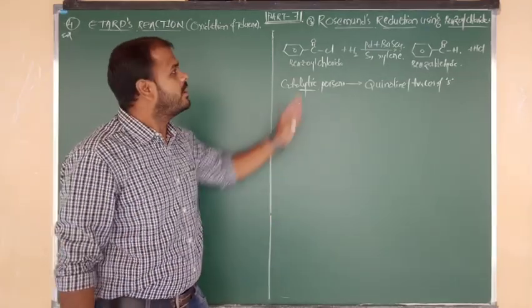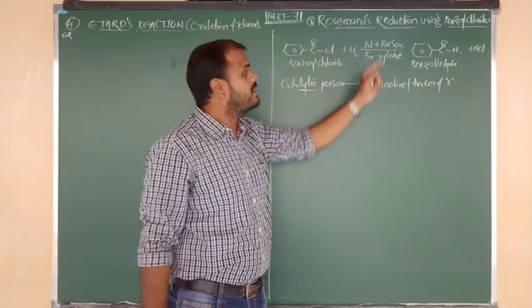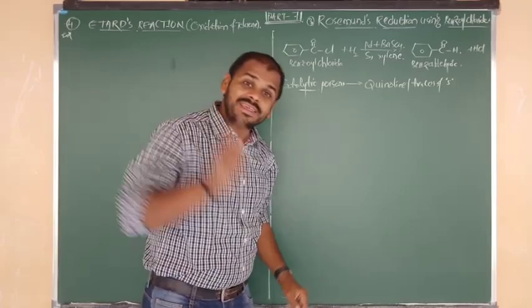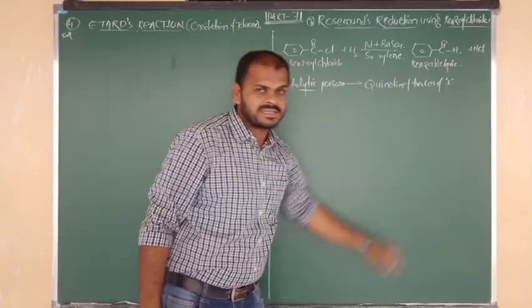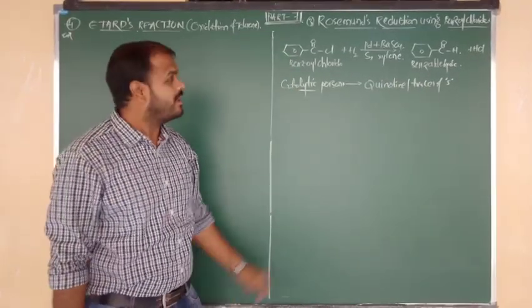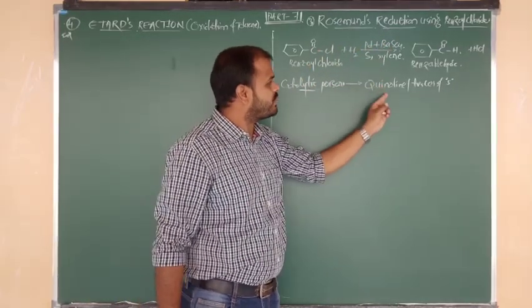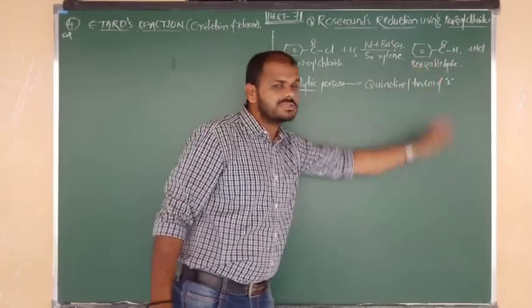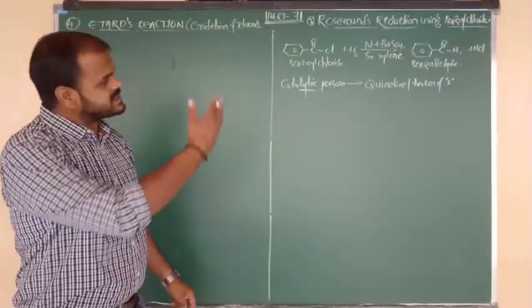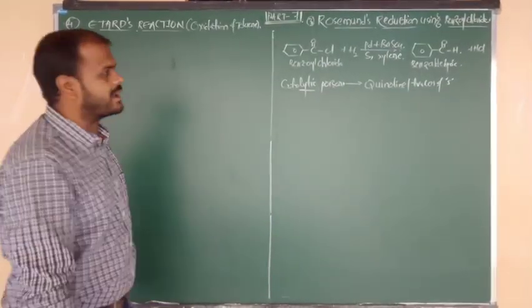Anyway, whatever that may be. So in Rosenmund's reduction, what is the catalyst? Pd plus BaSO4. What are the catalytic poisons? Quinoline plus traces of sulfur. So benzoyl chloride on reduction with palladium plus barium sulfate in presence of quinoline or traces of sulfur gives benzaldehyde. As the supporting solvent we can use xylene.